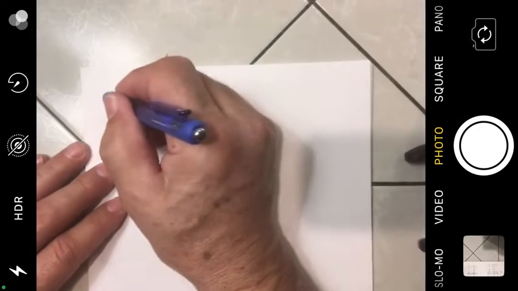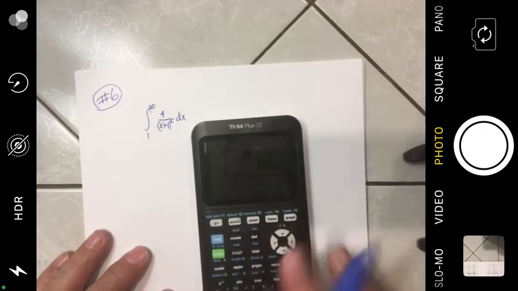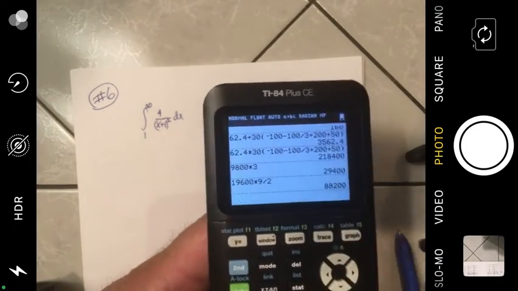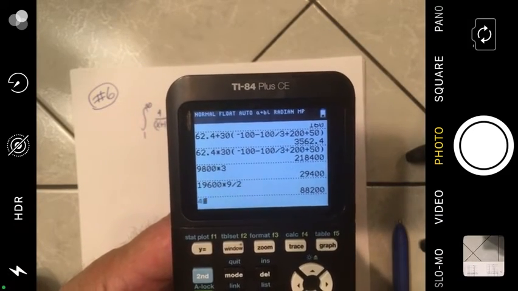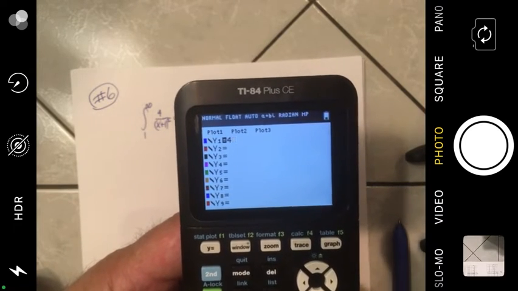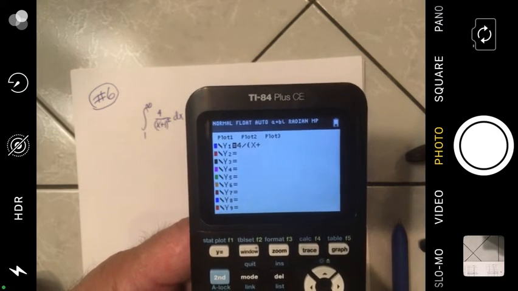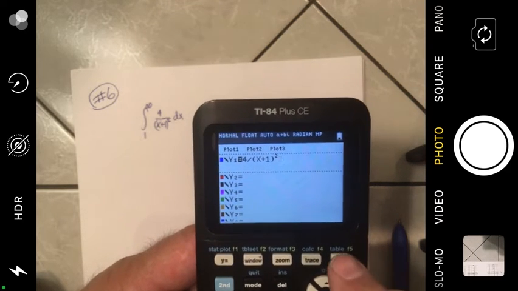Okay, let's do some problems like number 6. Let's take a look at this. And some of you are making this harder than it needs to be. So go to y equals, clear. It's 4 divided by, this is a different problem, (x plus 1) squared. Graph.